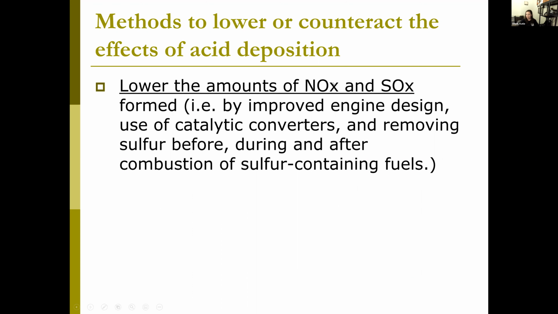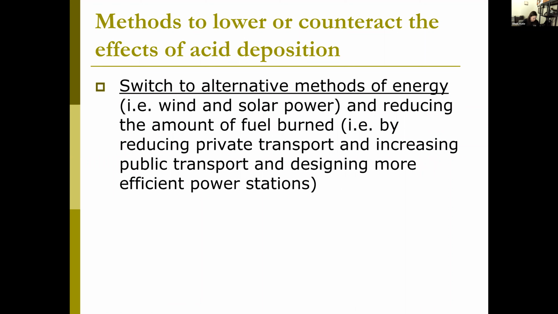So 1, and we went through several details on how this would work, we can try to lower how much NOx and SOx we have in the environment. We talked about things like catalytic converters. We talked about ways to remove the sulfur from the fuel before you burned it, or how to burn it on that fluid bed so that it's absorbing the sulfur, taking that out before you get into the atmosphere. All the things that we went over on pages 18 and 19.